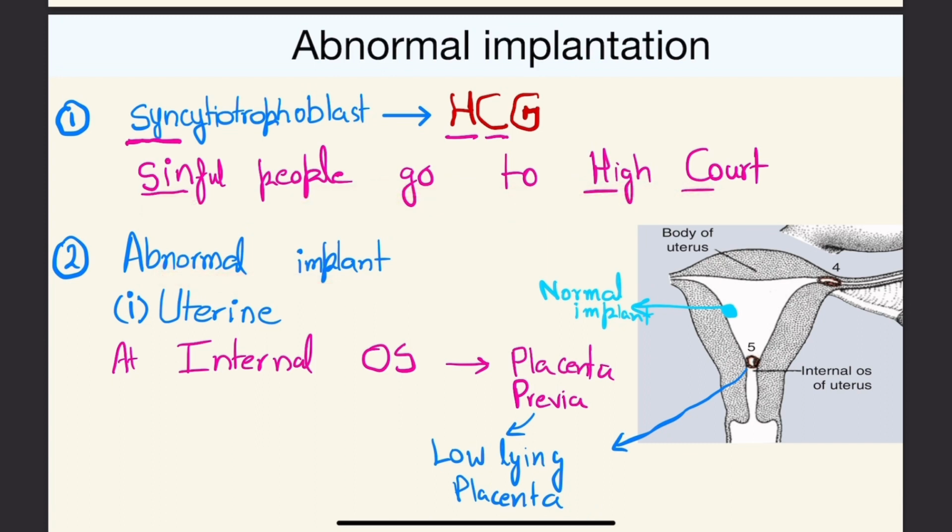So abnormal implantation can be at the uterus, at the level of the internal os. Here is the level of the internal os. This is called placenta previa or low-lying placenta. Normal implantation is at this point.